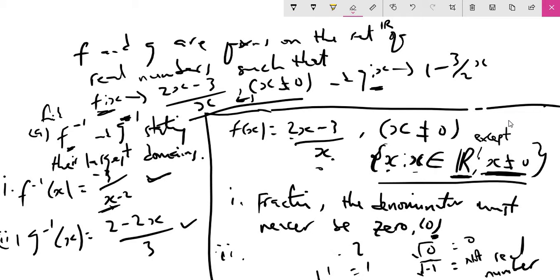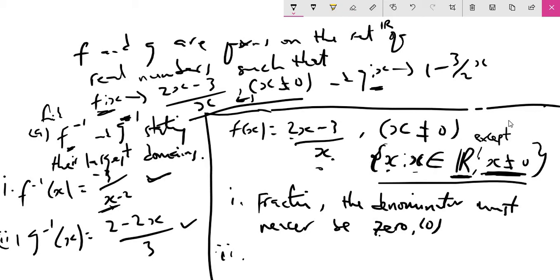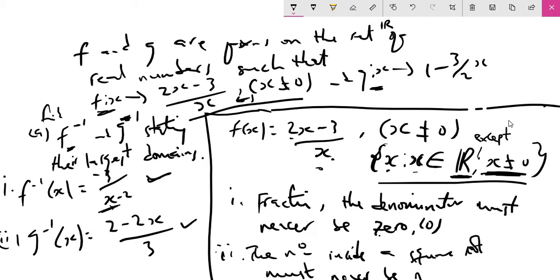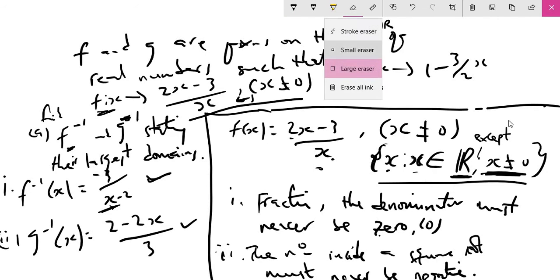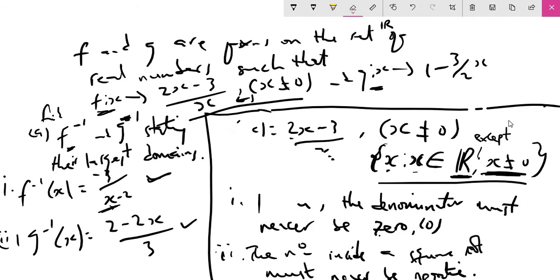So that is the second thing you will look at. You have to make sure that whenever there's a square root, the number inside the square root must never be negative. Is that clear? Okay. So now that we have that, let's solve the question.